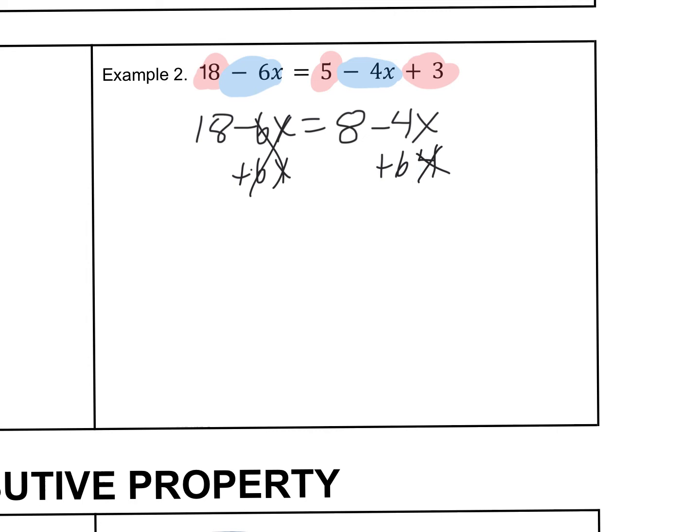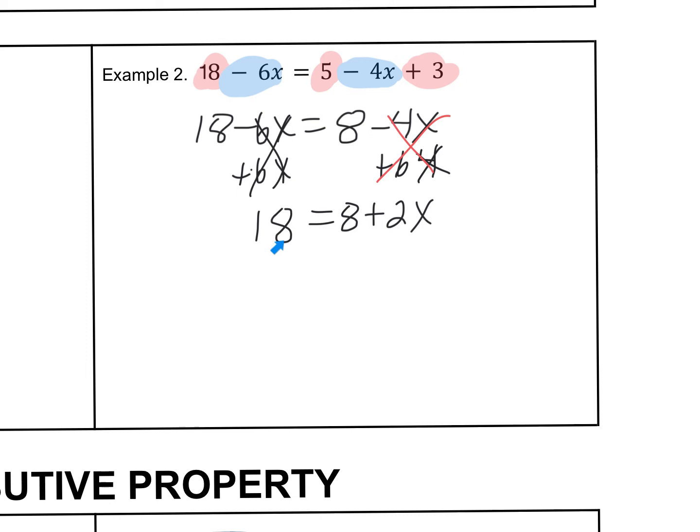Now over here we have a negative 4x plus 6x. When we do that, we get 2x. But don't forget we have this 8 here. That's plus because that's a positive 2x. So we have 8 plus 2x on the right side. And of course, don't forget our equation. And then on the left side, we're just going to bring down 18.